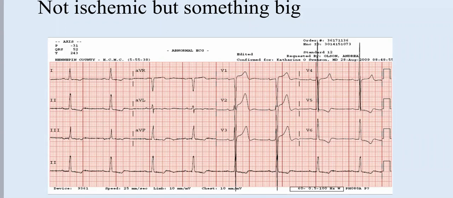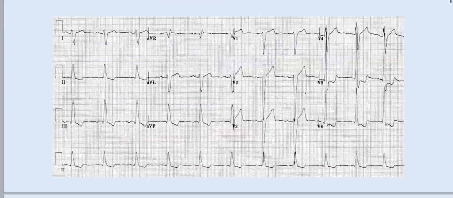And if you look at leads V1, V2, V3, you could appreciate a subtle ST segment elevation, and this is actually normal with hypertrophy. So the hypertrophy leads to a subtle ST segment elevation in V1, V2, V3, but most importantly, it leads to T-wave inversion and ST segment depression, the strain pattern, in the rest of the precordial leads, okay? So this is again a strain pattern for LVH.